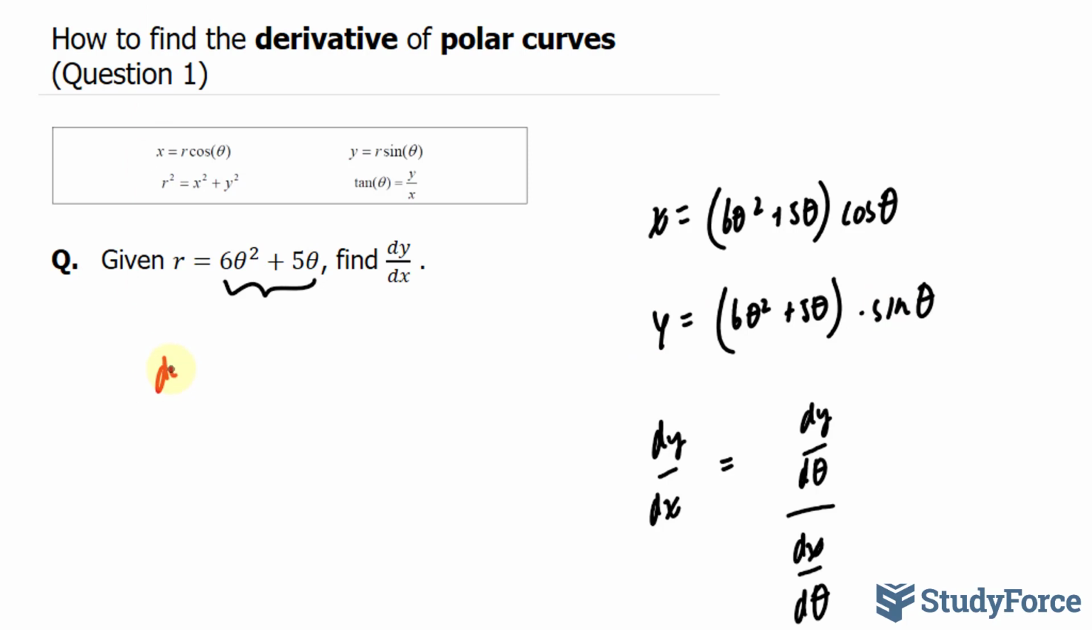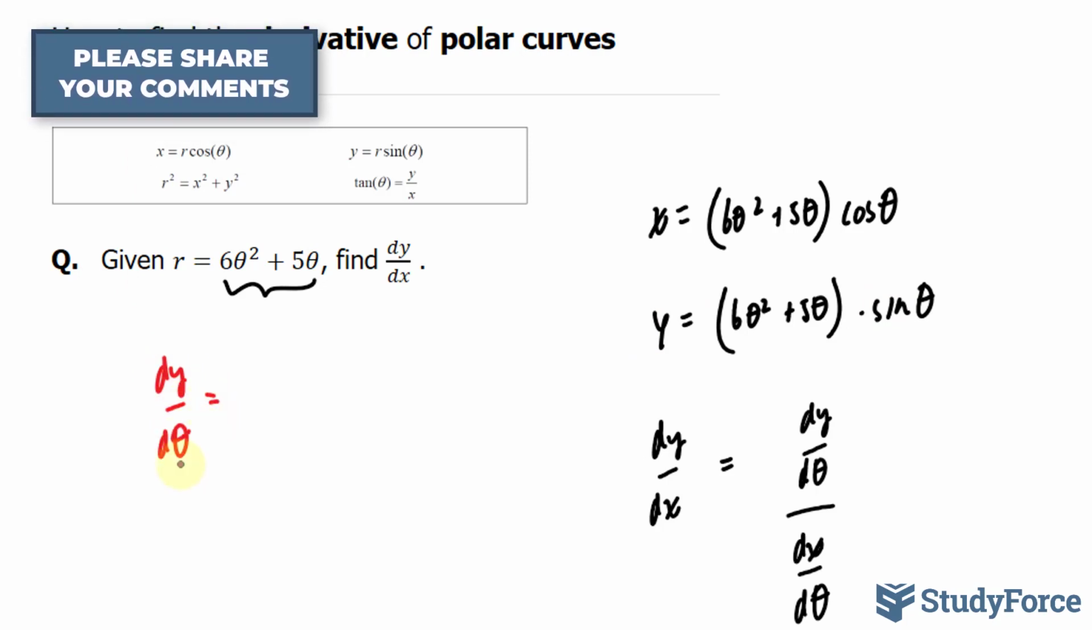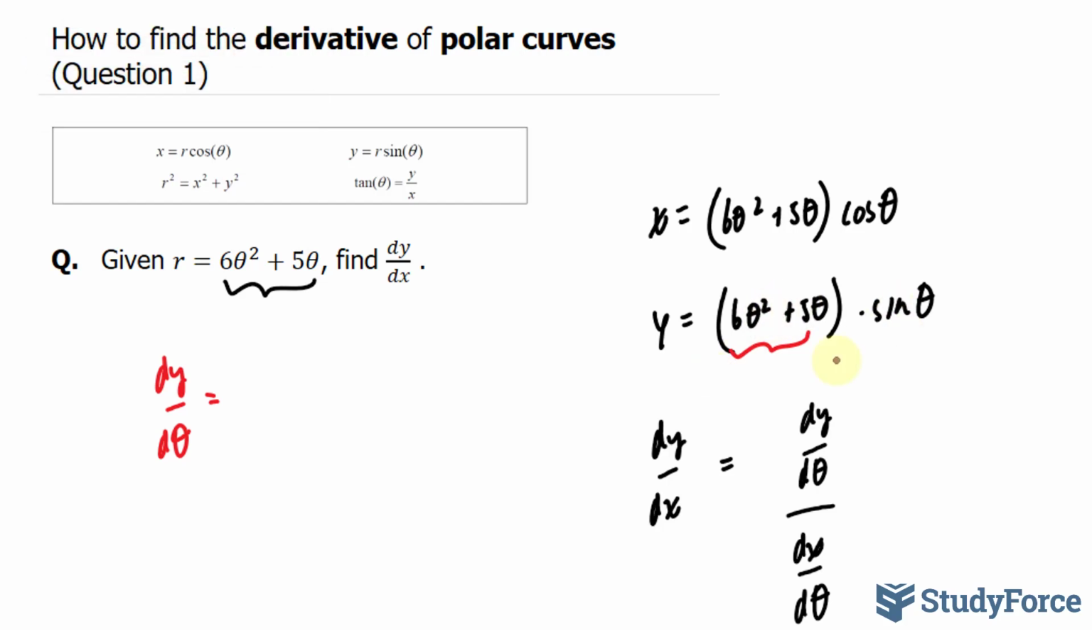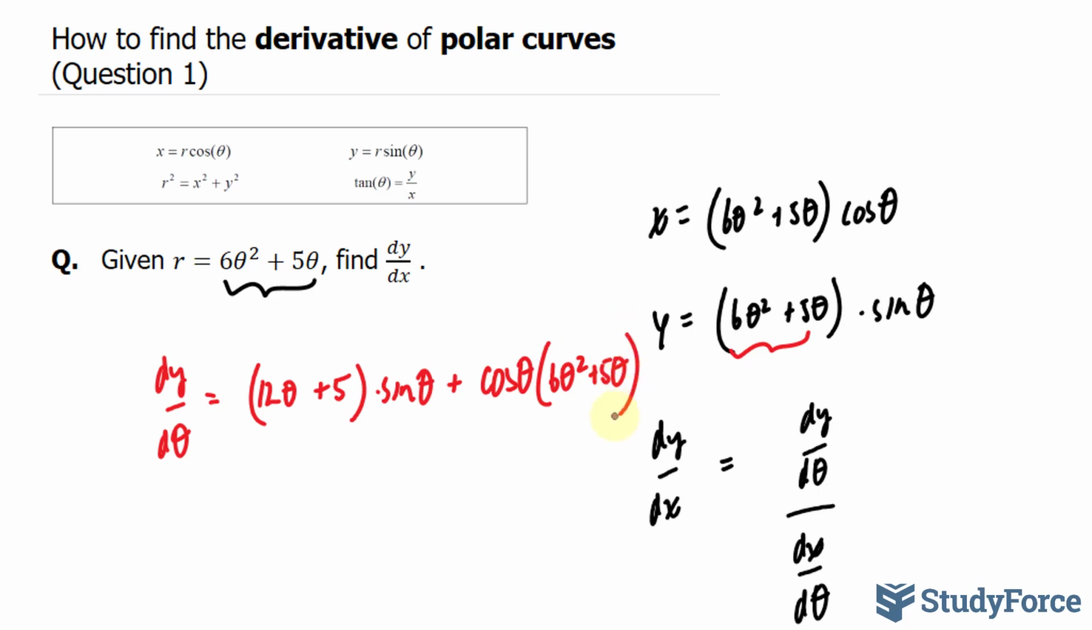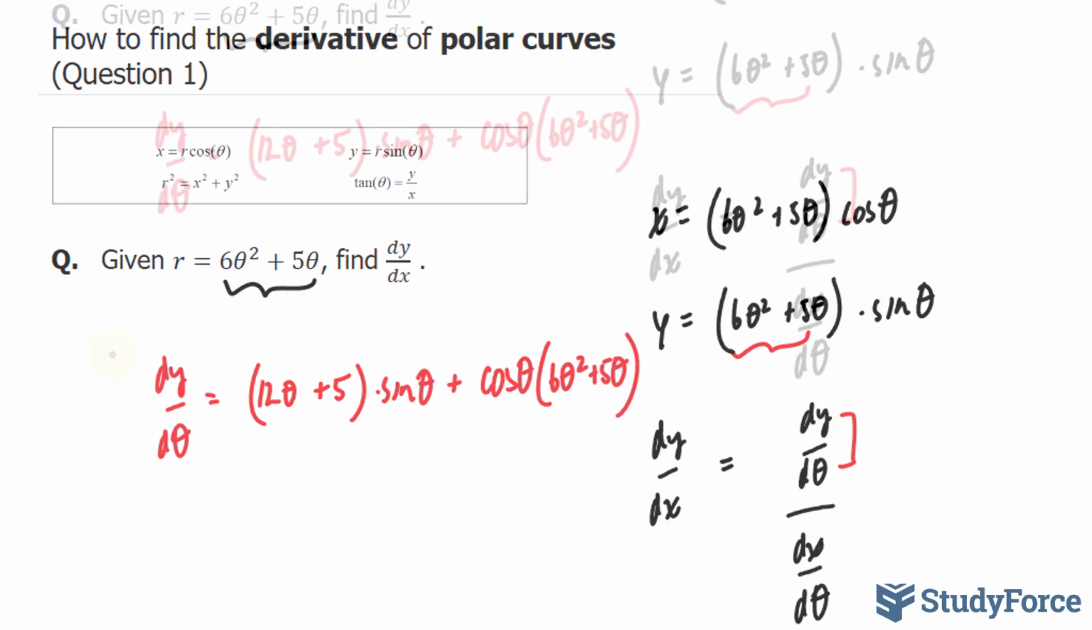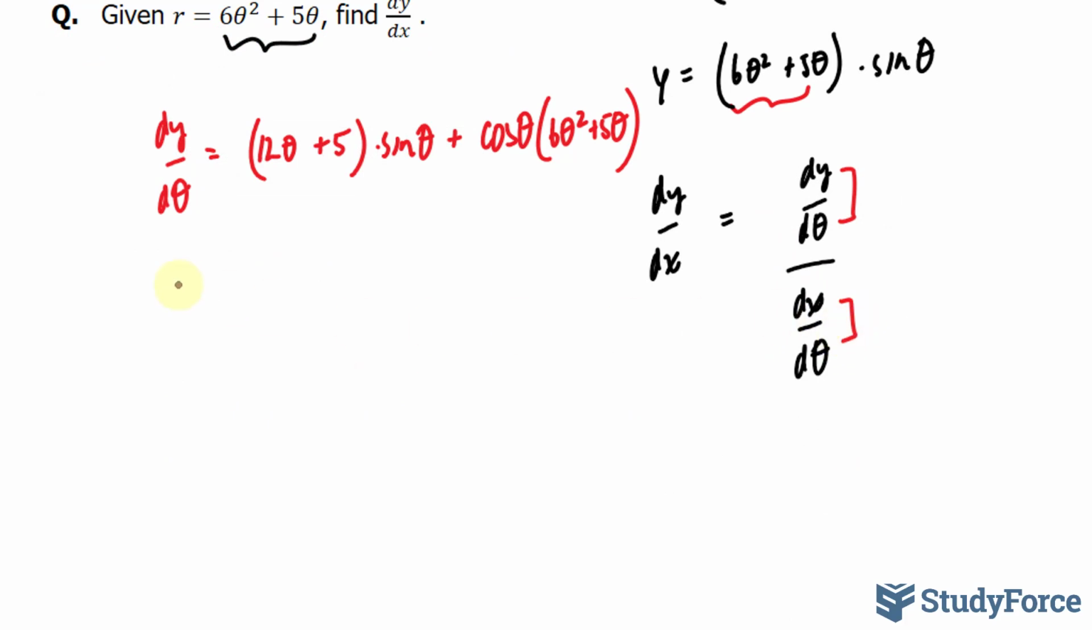We end up with dy over d theta is equal to, and we'll need to use the product rule here, so I'll find the derivative of this first and multiply it to sine theta. Then I'll find the derivative of sine theta and multiply it to this factor. So the derivative of 6 theta squared plus 5 theta gives us 12 theta plus 5 times sine theta plus, now finding the derivative of sine theta is easy, that's cosine theta, times this expression. We just found this part. Now, to find dx over d theta.